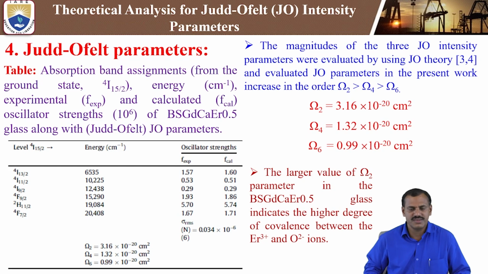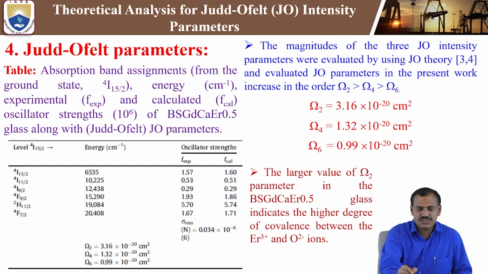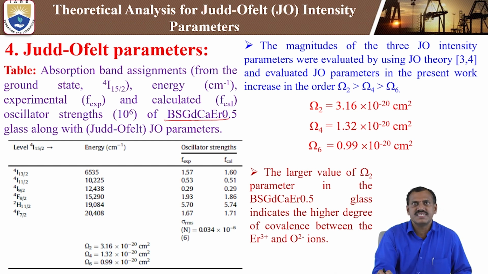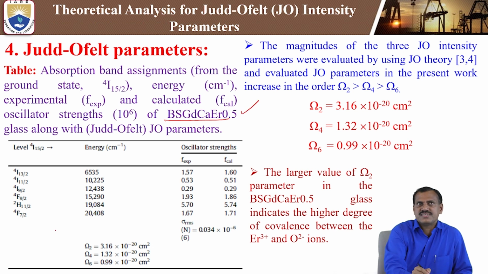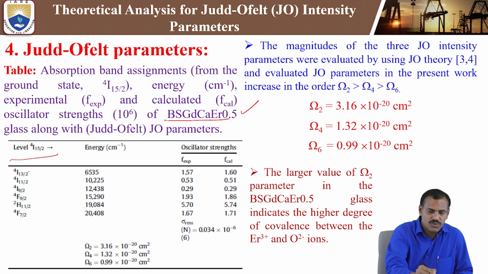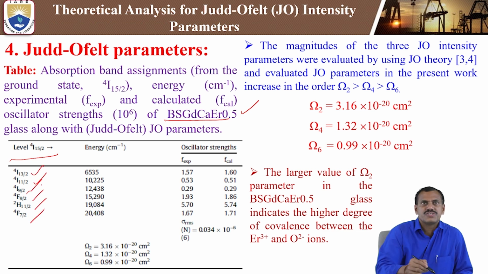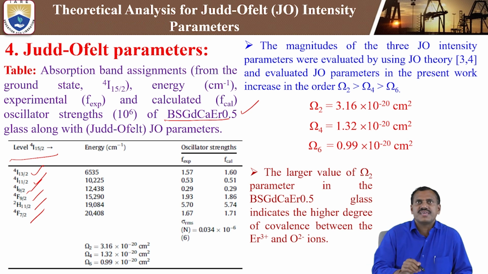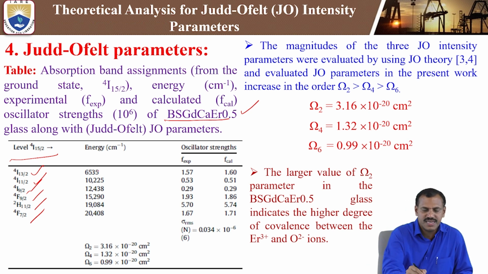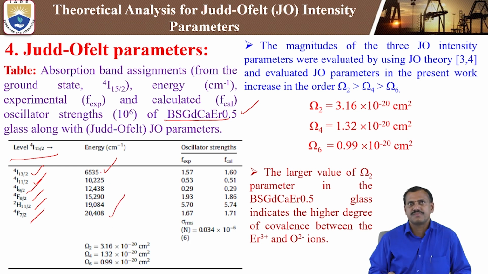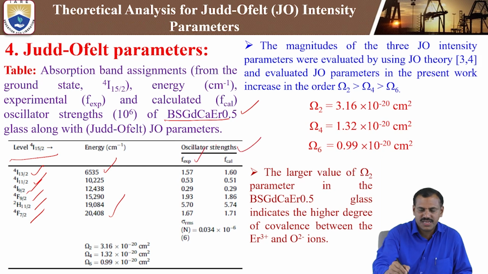Next, by using those formulas, we calculated the Judd-Ofelt intensity parameters of the erbium 3+ doped silico-borate glasses, that is the BS, GD, CA, erbium 0.5 glass. These are the energy levels, with ground state 4I 15/2 and different excited states. In the absorption spectrum we get 9 absorption peaks, but only the 6 well-resolved absorption peaks are considered here, 1, 2, 3, 4, 5, 6. We used these 6 absorption peaks, each peak energy from low to higher energy, to fit the Judd-Ofelt intensity parameters, calculating the oscillator strengths F experimental and F calculated using the above two formulas.